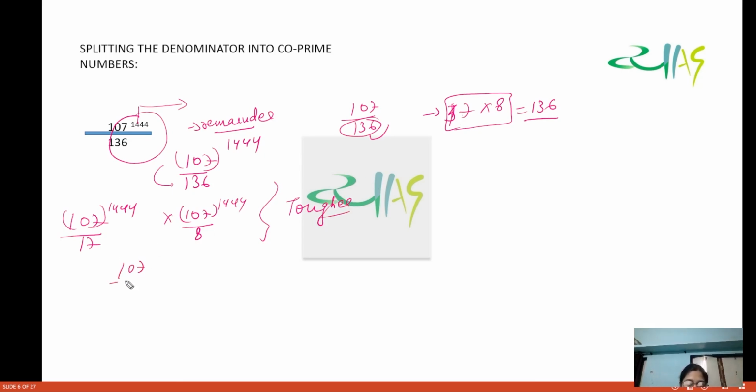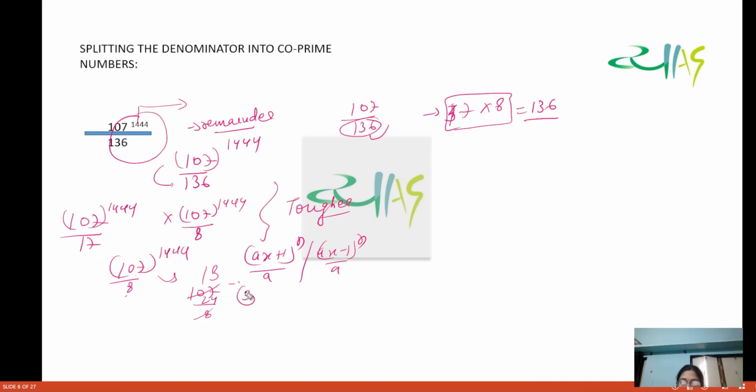Now 107 to the power 144 divided by 8. When you are going to divide this, you will not get this in the form of ax plus 1 to the power n divided by a, or ax minus 1 format also you are not getting. So what we have to do here, just divide this 107 by 8. Okay, so what are you getting as remainder? 8 ones are 8. Okay, and 8 threes are 24. So basically you are getting 3 as remainder, because this will be 27.